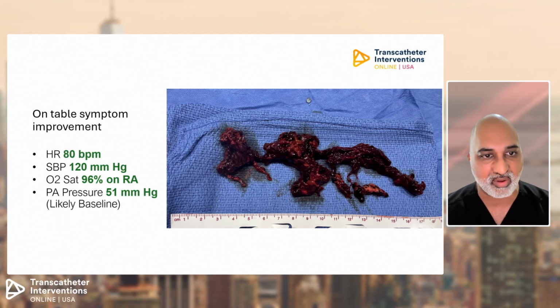And at the end of the case, when we got him off the table, onto the stretcher, he was on room air. And then the PA pressure also improved down to about 51, which is likely the patient's baseline. Again, looking to see that PA pressure drop is not absolute because sometimes there's a delayed response, and sometimes that's not necessarily the metric we're going for, but it is nice to see when it does occur.